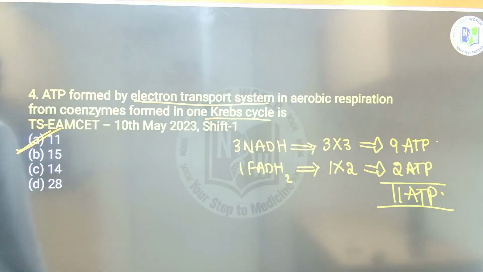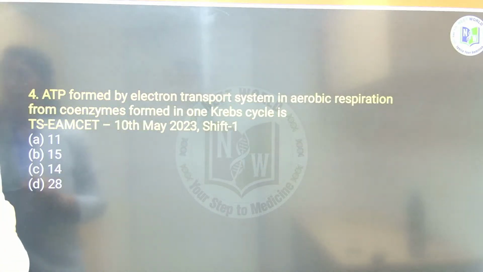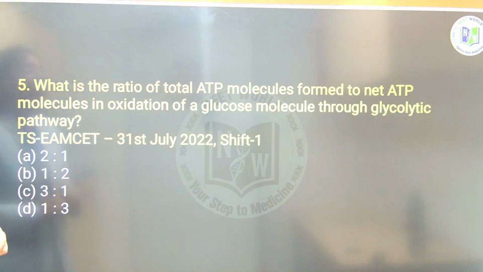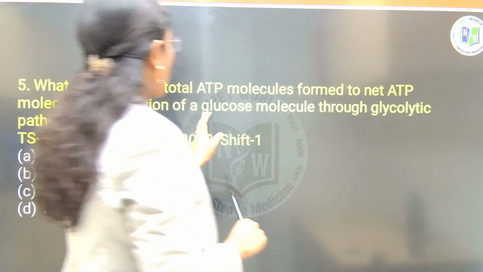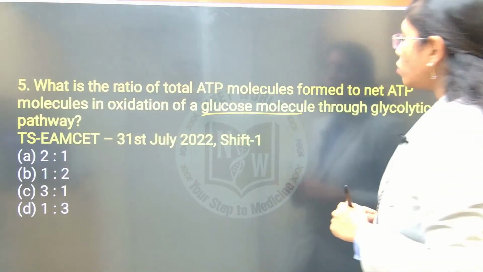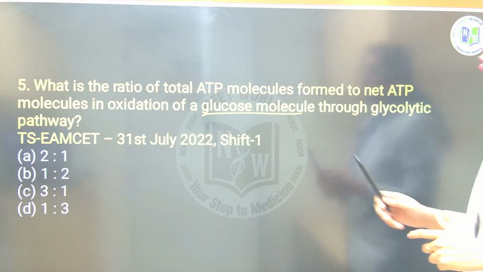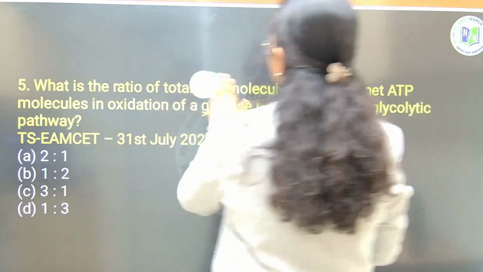Clear? Any doubts anywhere? Next. What is the ratio of total ATP molecules formed to net ATP molecules in oxidation of a single glucose molecule through the glycolytic pathway? Ratio of total ATP molecules to net ATP molecules.